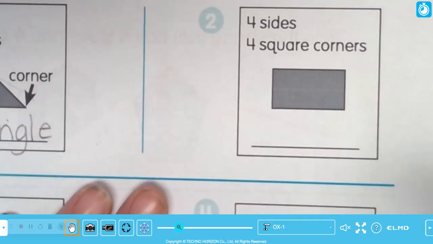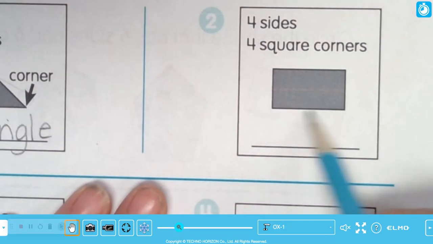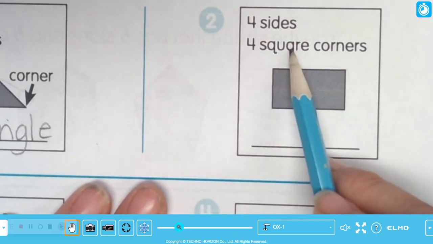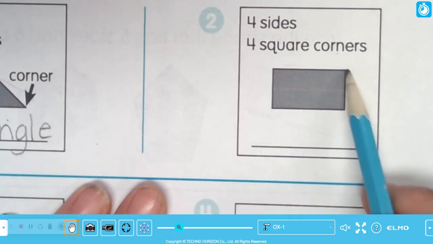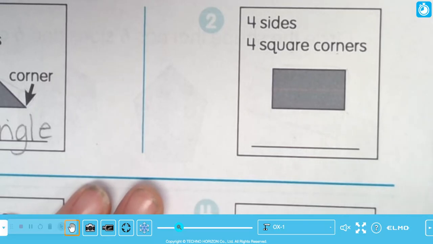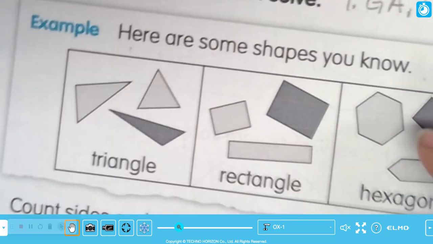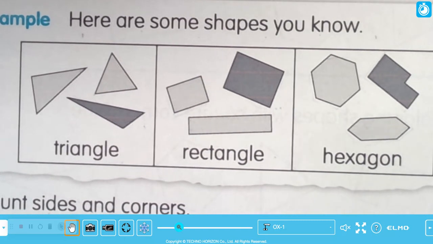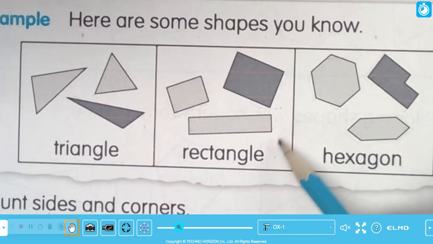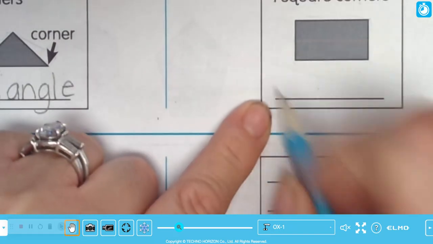Okay, so here's the next one, number 2. It's got 4 sides and 4 square corners. 1, 2, 3, 4. What is this called? Well, which one is it? Is it a triangle, rectangle, or hexagon? Yeah, it's a rectangle, right? So we're going to write rectangle right here.